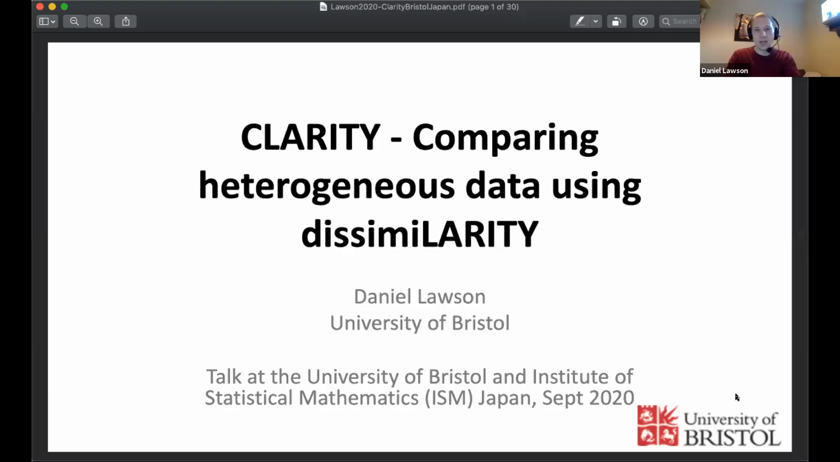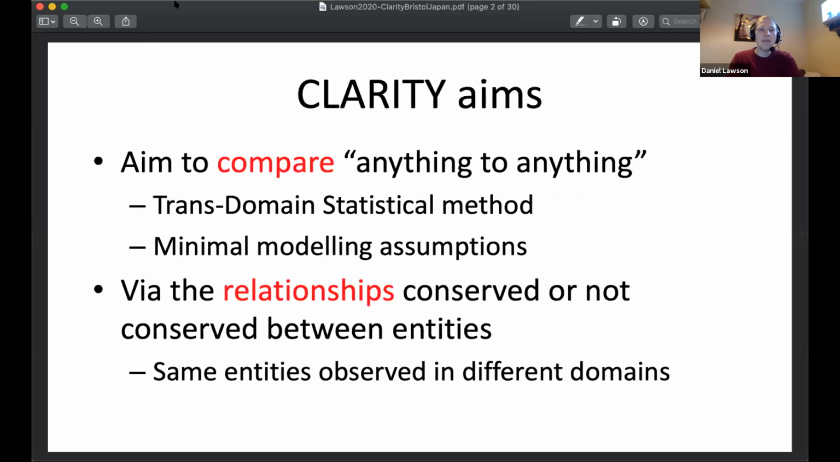So hopefully you're now seeing my screen. So yes, this is work that's been going on for the last couple of years. There is now a paper by the same name and software associated with this, so if you're interested, there are ways to follow it up. The aim of this idea of comparing similarities is to provide a method that allows you to, in principle, compare anything to anything. Something that I think probably should get a name, transdomain statistical analysis. I'm not sure. It doesn't exist yet as a name.